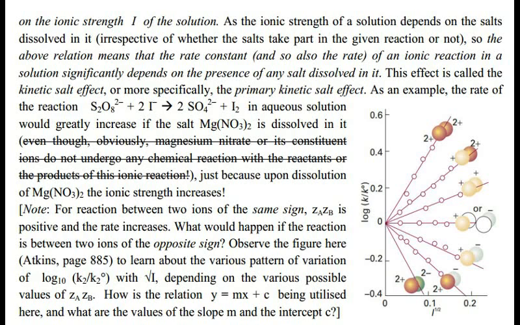If we see log of K2 is equal to some constant, log of K2 naught, which you can call as C, plus 2 ZaZb A into square root of I. So if we plot log of K2 versus square root of I, we'll get a linear plot, an increasing linear plot, with a slope M equal to 2 ZaZb A.